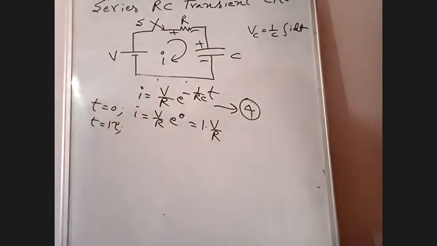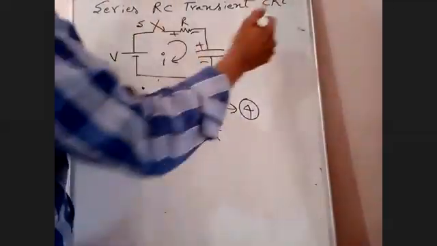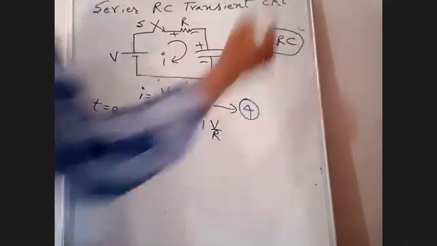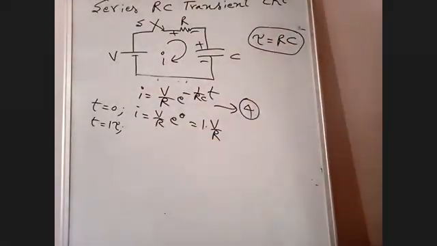Madam, time constant of RC circuit is RC. Tau is equal to RC.